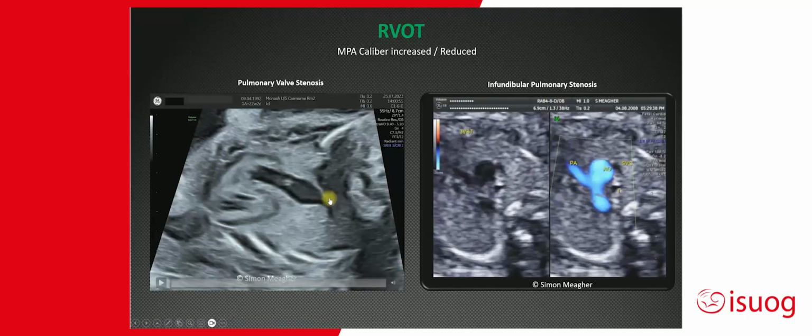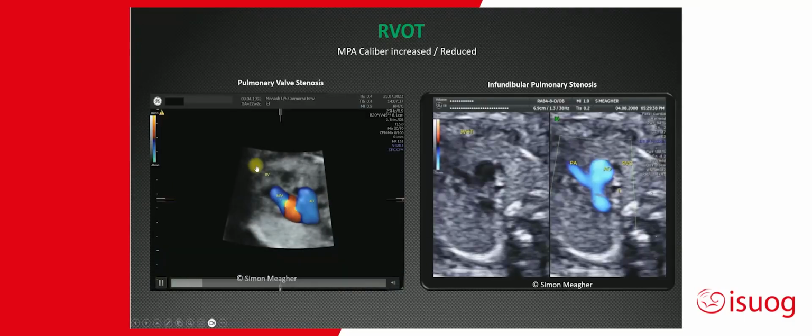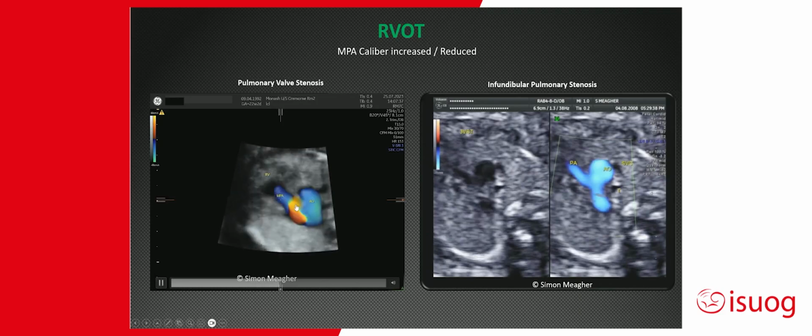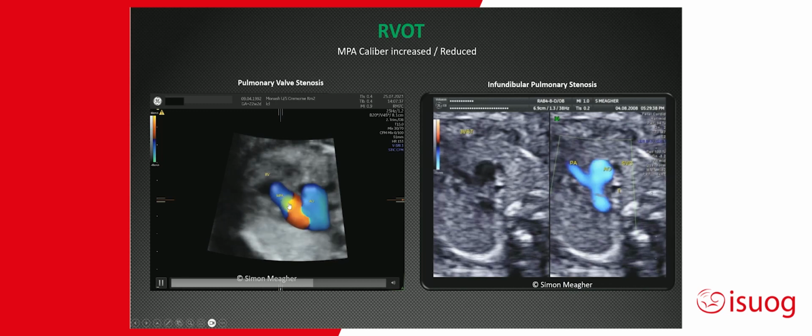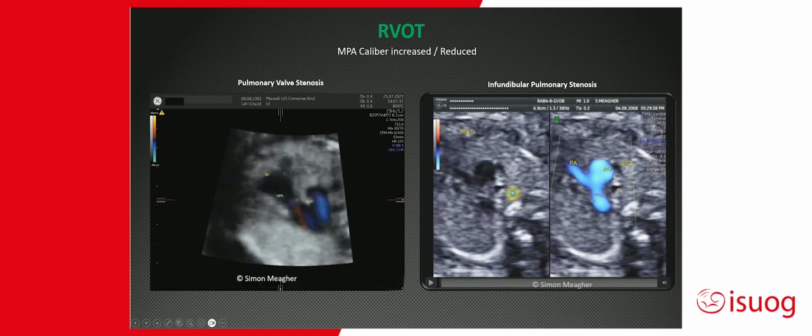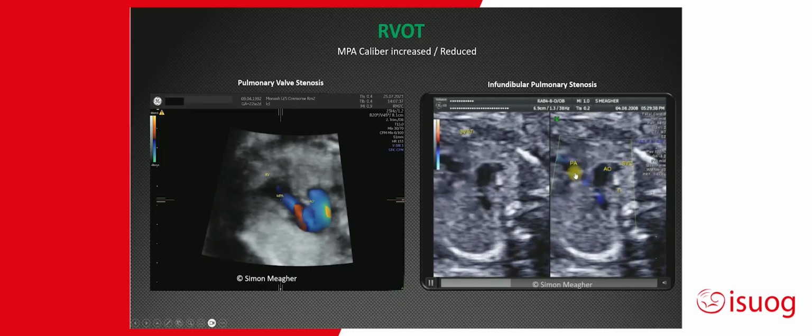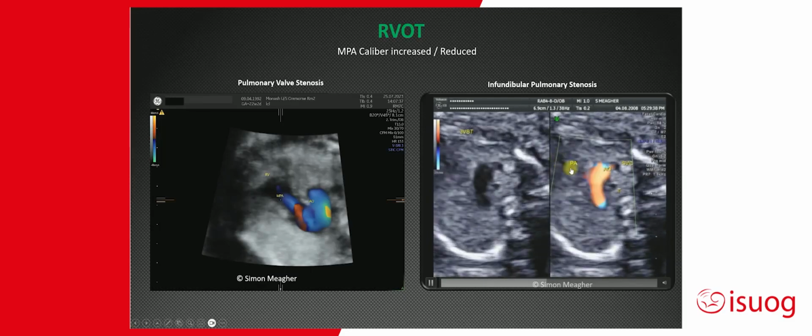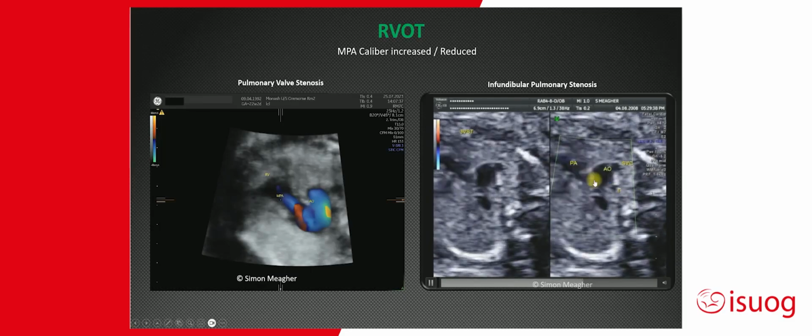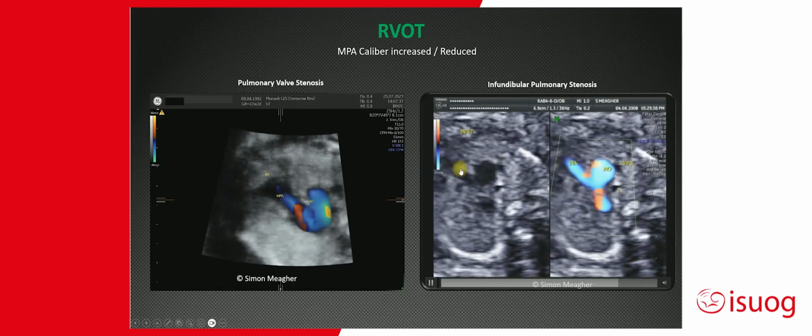So in this case here, you see a three-vessel view looking at the right ventricle. You've got the free wall of the right ventricle, and you've got turbulent flow distal to the pulmonary valve stenosis, typical appearances. This is infundibular pulmonary stenosis, so you don't see the turbulent flow, but rather a reduction in the caliber of the pulmonary artery with a Y configuration in a fetus with tetralogy of Fallot.